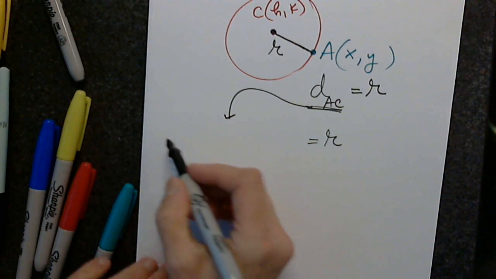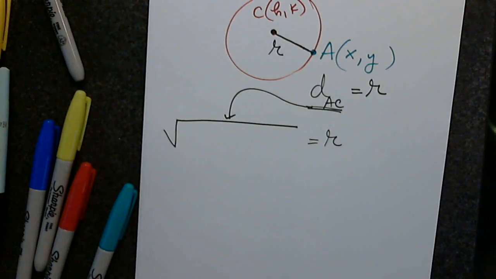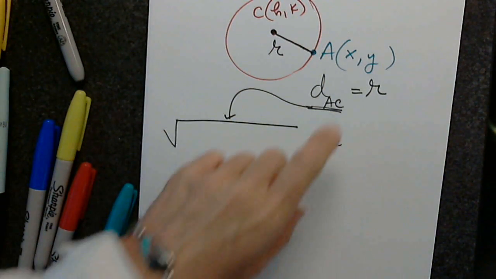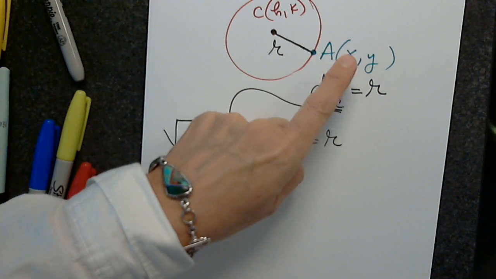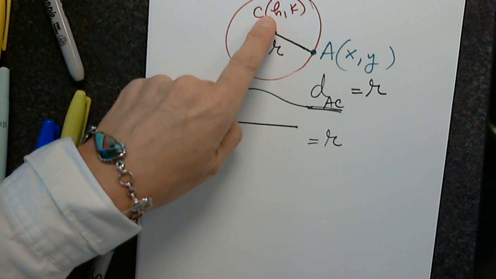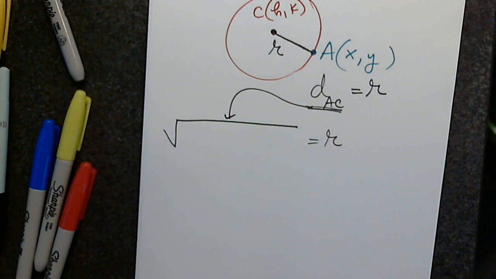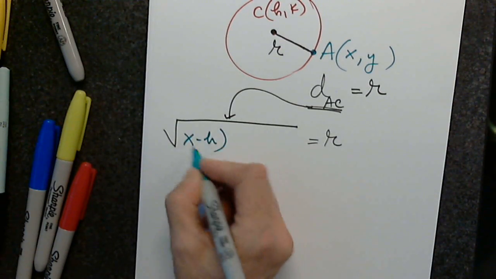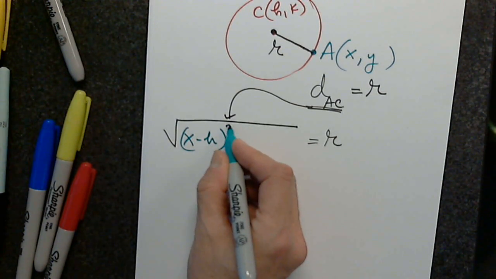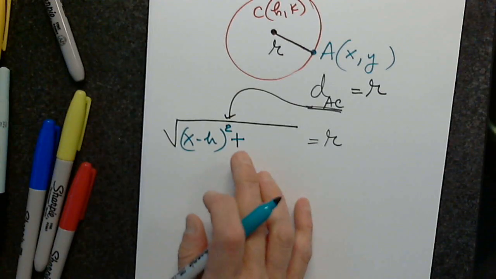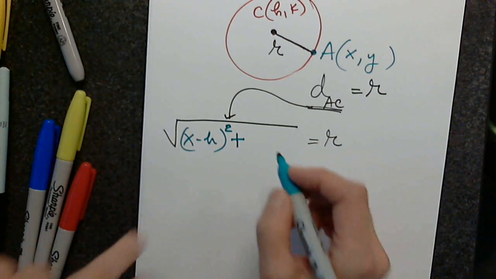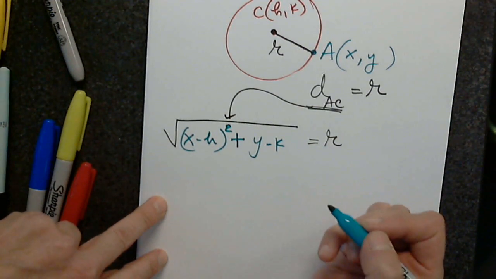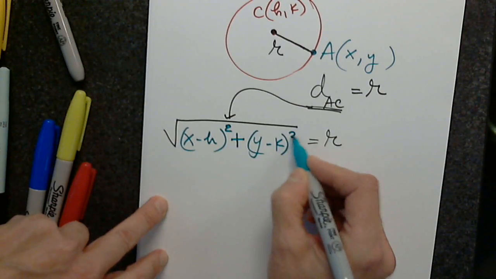Obviously, it's the square root, right? We just used the formula a few minutes ago. Square root of what? Very good. x minus h, squared, plus. The plus has to be there. y minus k, y minus k, parentheses squared. Very good.